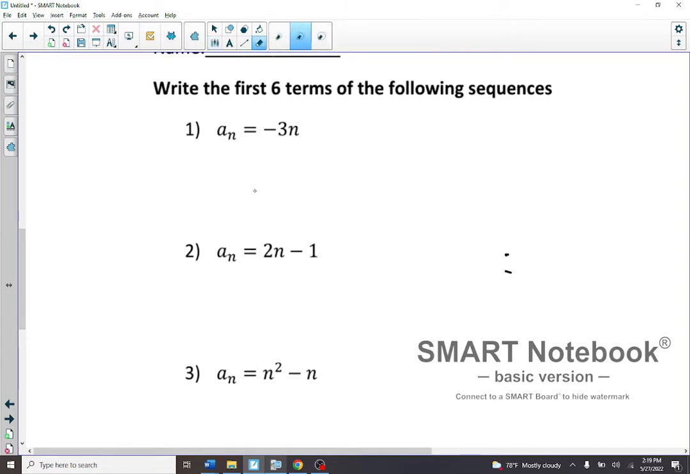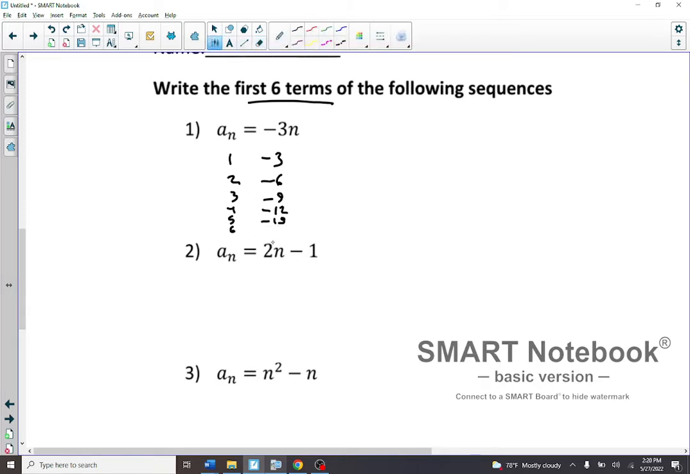All right, this one I will give you the equations for. So find the first 6 terms. So I just plug in 1, 2, 3, 4, 5, and 6 into the equation. Negative 3 times 1 is negative 3. And 2 times negative 3 is negative 6, negative 9, negative 12, negative 15, negative 18. You could do that. You could plug it in.